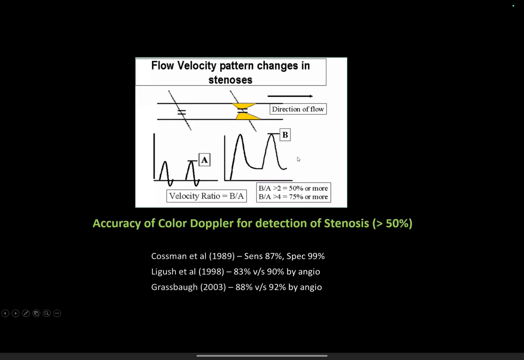So it is important to ascertain accuracy of the color Doppler for detection of stenosis of more than 50%. We see first the peak systolic velocity prior to the stenosis, and then we see the stenotic velocity PSV, and then we calculate a ratio. If the ratio is more than 2, the stenosis is 50% and more. If the velocity is more than 4 times the pre-stenotic velocity, then it is high grade stenosis, that is a stenosis of more than 75%.